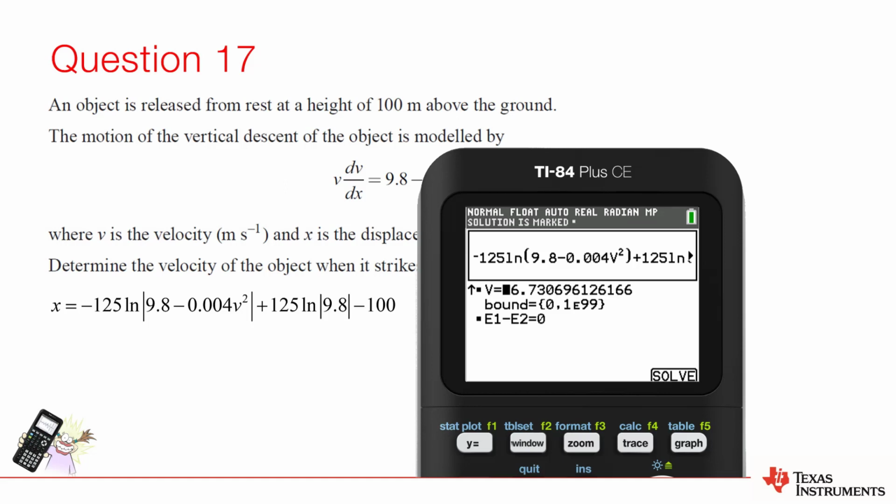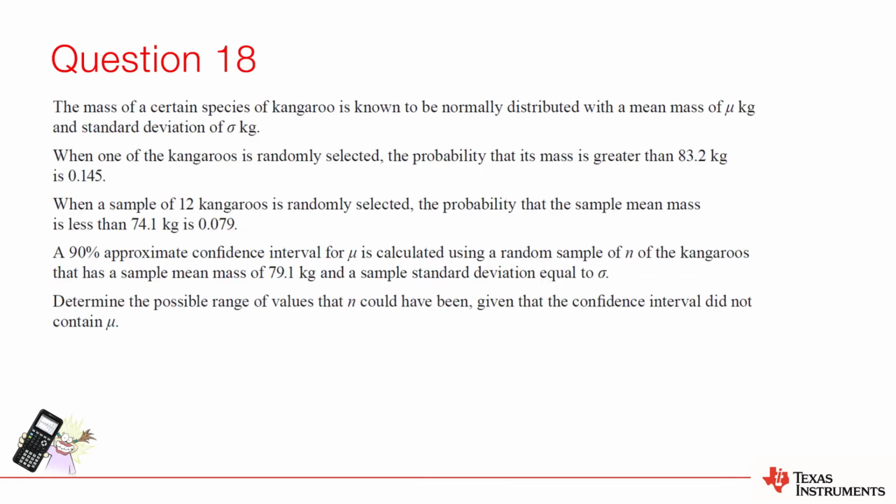And we get an answer of 36.73 meters per second. Question 18. There is a lot of information here. The first thing we notice is that we are not given information about mu or sigma, yet the question appears to be about probability, sampling distributions, and confidence intervals. So let's focus on the first bit of information.